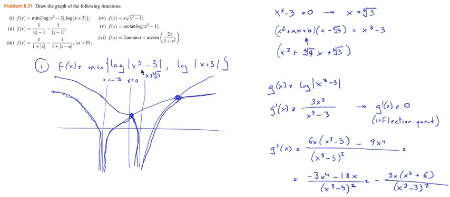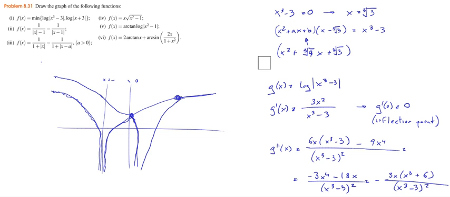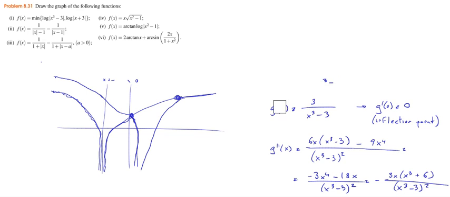So you need to find where the absolute value of x cubed minus 3 is the same as the absolute value of x plus 3, because the logarithm is an injective function. But for this we don't really need to do it, okay. Okay, let's do part 2.